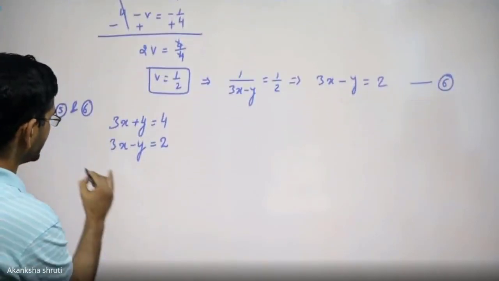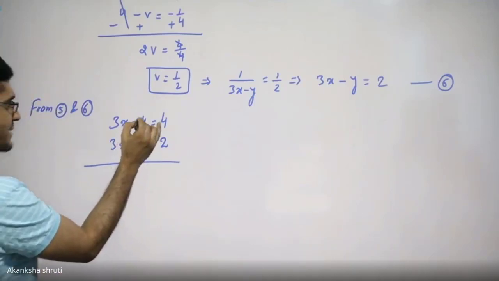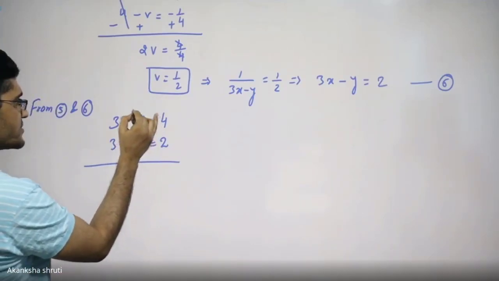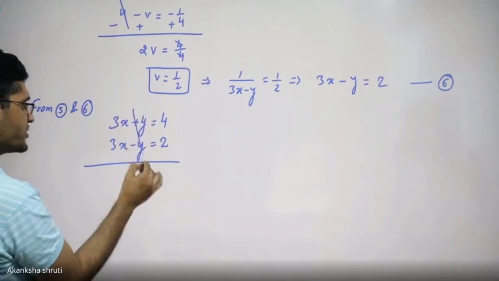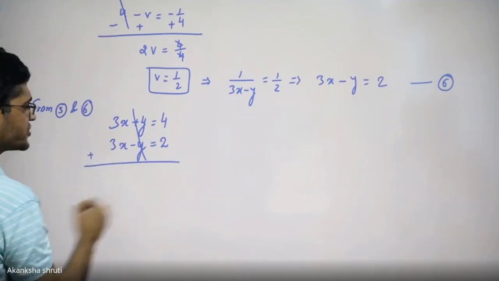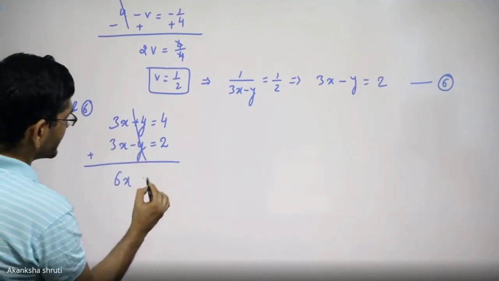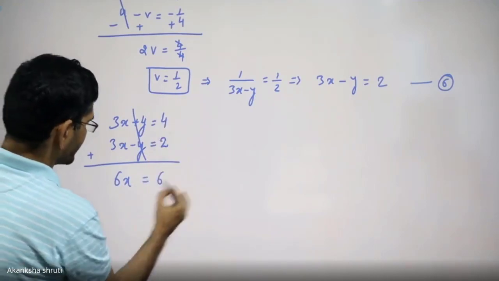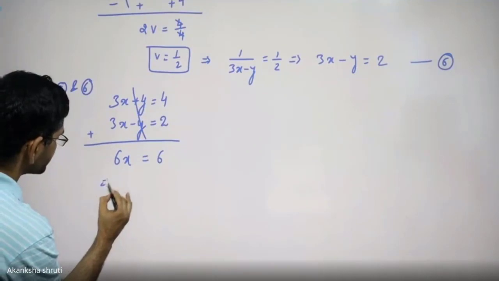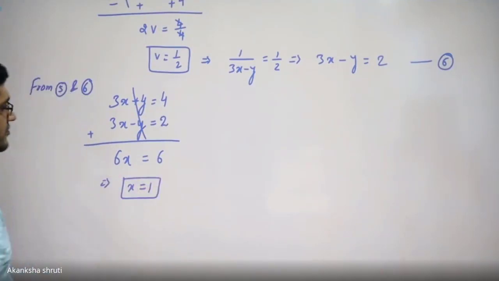Here we are getting it quite convenient to solve by elimination. y has the same coefficient with opposite sign. So go for just adding it. 3 and 3 becomes 6x is equal to 4 plus 2, which is also 6. This implies the value of x is 1. 6 by 6 is 1.